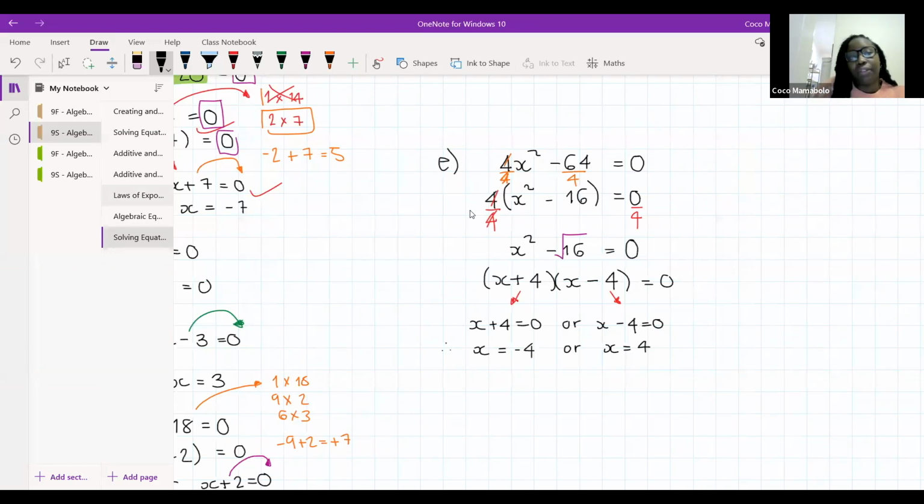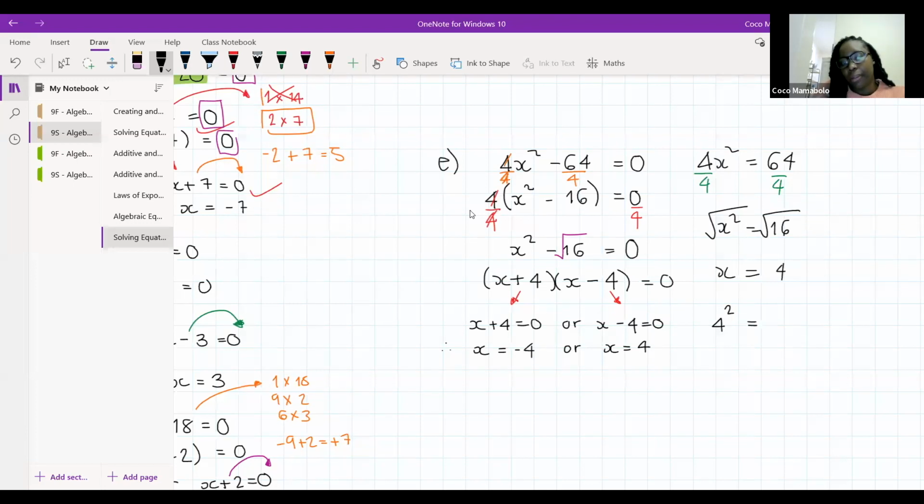The reason for that, because I understand what you did. You did 4x squared is equal to 64, divided both sides by 4, yes? Yes, ma'am. You said x squared is equal to 16, and then you took the square root of both sides, and then you said x is equal to 4, correct? Yes, ma'am. Now, the problem with only getting one answer, Sanele, is that if I have 4 squared, what is 4 squared? It's 16. Good. But what about -4 all squared? What is -4 all squared equal to?